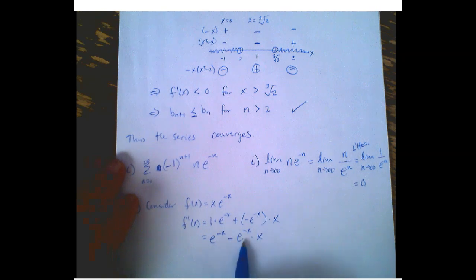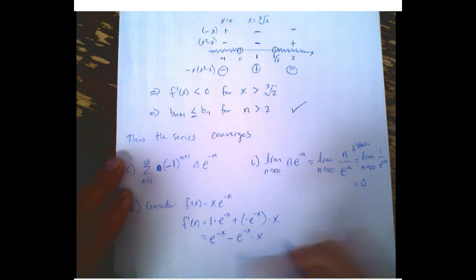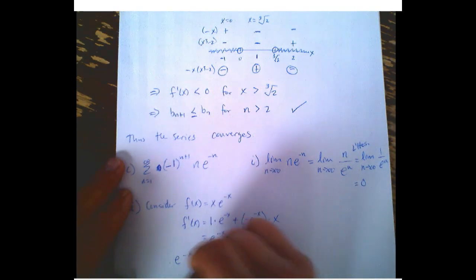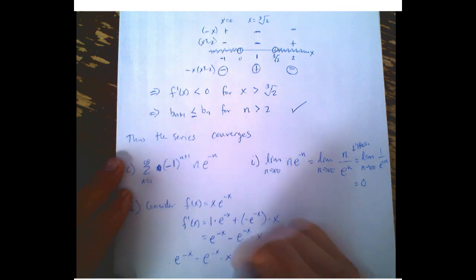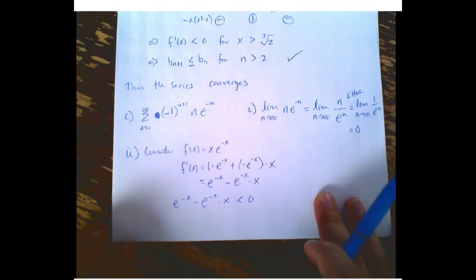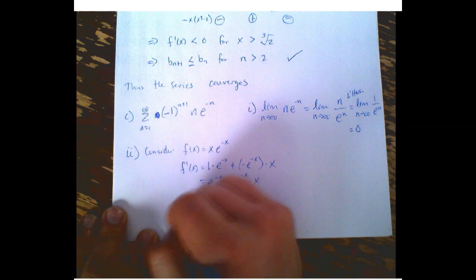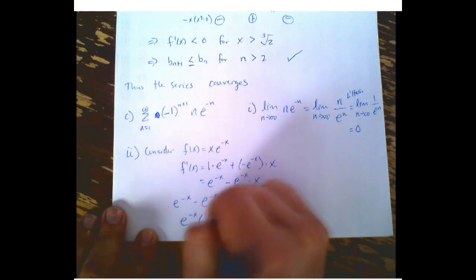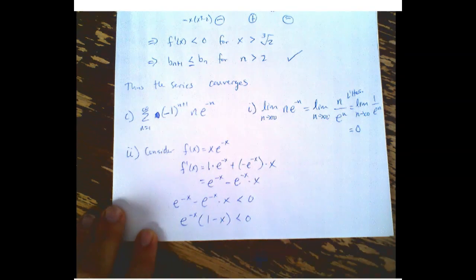So we need to figure out for what values of x this is less than 0, right? So e to the negative x minus e to the negative x times x is less than 0. And then solve this guy. So you can utilize factoring to do that. Factor out e to the negative x. You get e to the negative x times 1 minus x is less than 0.